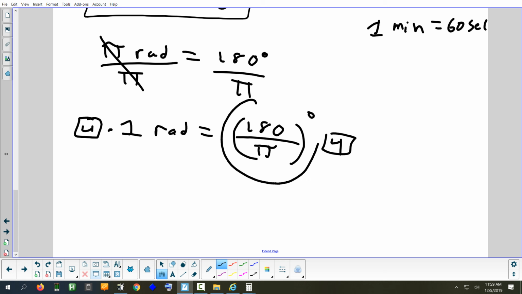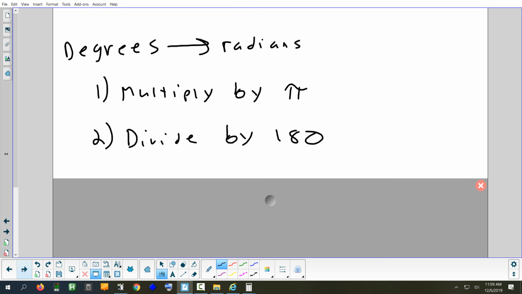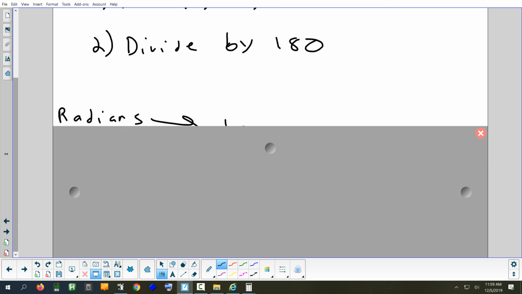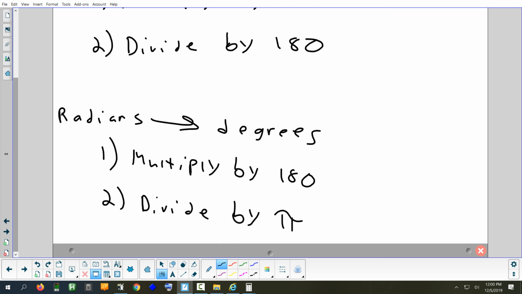This is what's important. When you want to convert from a radian to a degree, you take whatever you want to convert, you multiply by 180, and you divide by pi. Whatever you want to convert. That's how you change radians to degrees. Multiply by 180, divide by pi.